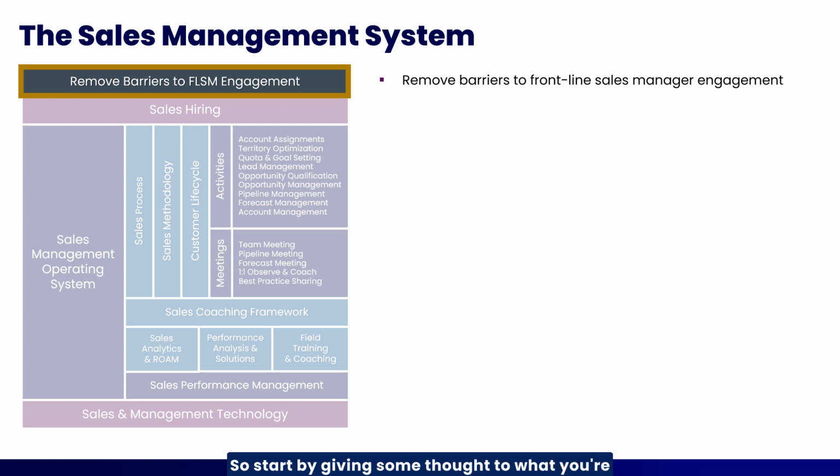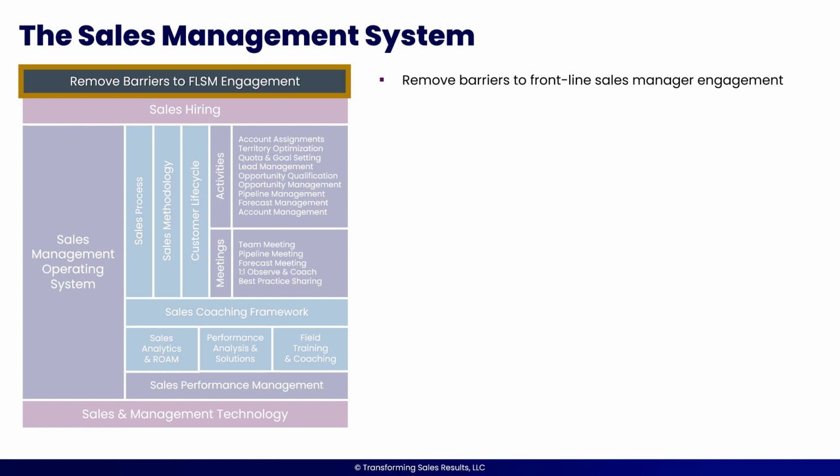So start by giving some thought to what you're asking your frontline sales managers to do that has nothing to do with improving the performance of their team. And then systematically remove as many barriers as possible to allow them to fully engage. This is the first and most important thing that you can do.